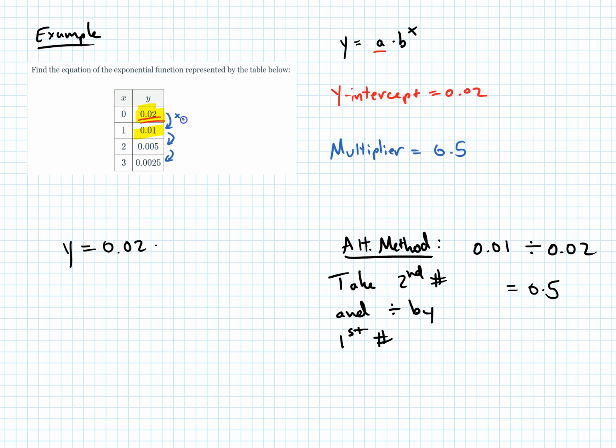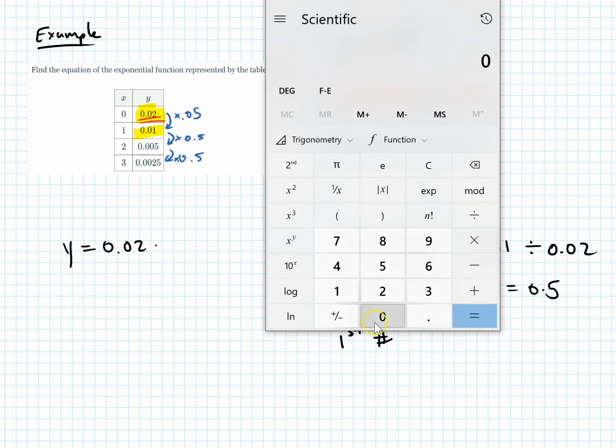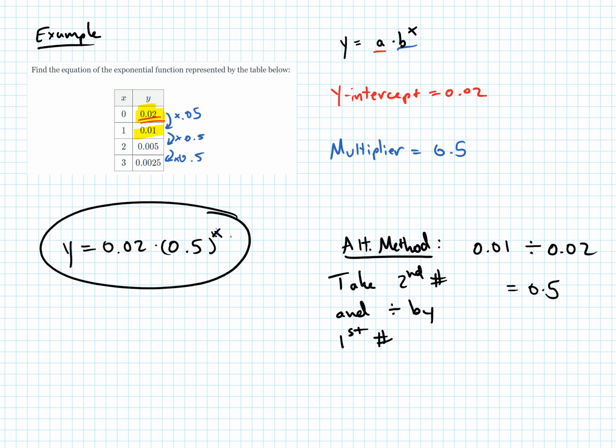And let's double check just to make sure that this is the case. So if we take 0.01 and multiply it by 0.5, we should get the next number in the table. And we do. And then if we multiply by 0.5 again, we should get 0.0025, and we do. So our multiplier is correct, 0.5. And that's our b value. And it's raised to the power x. So that's our equation. Thanks.